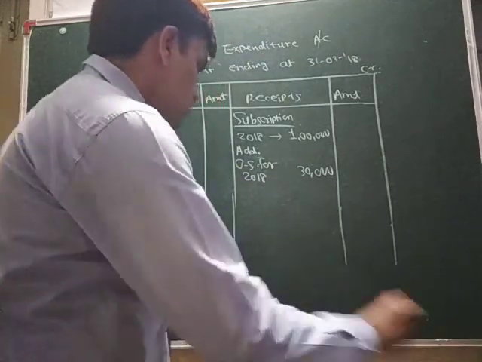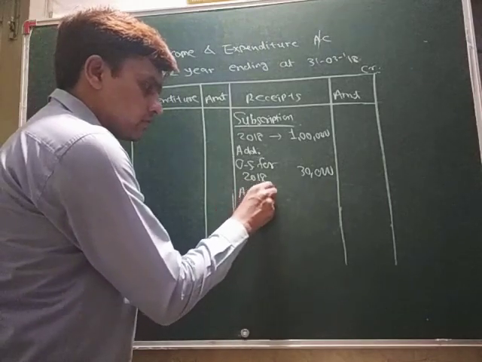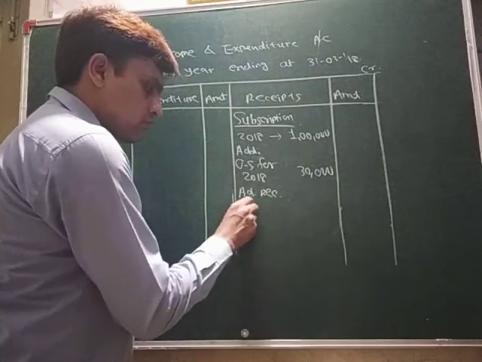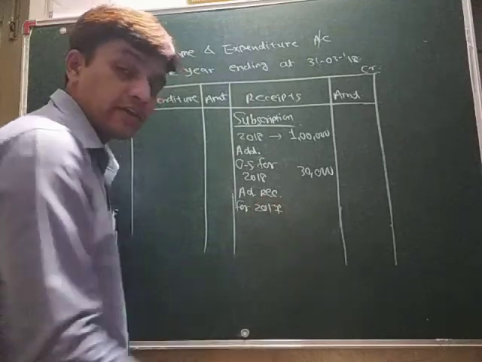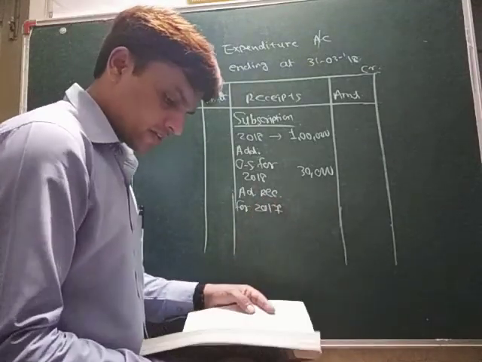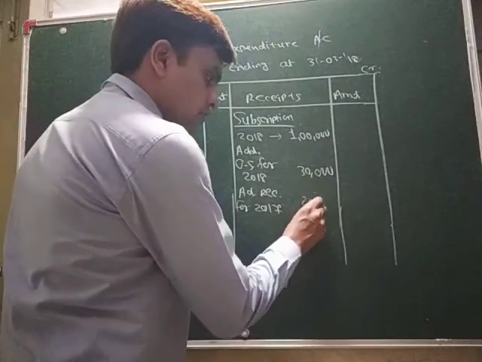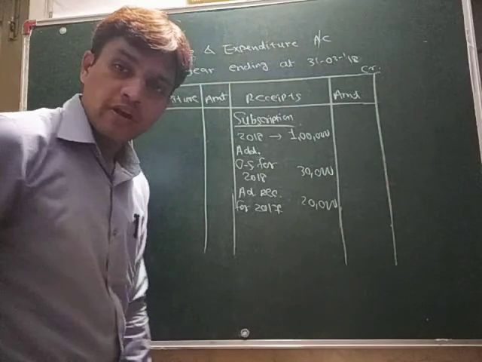Okay, so add advance received for 2017 year. Okay, 2017 year advance receivable. How much is it? It is 20,000. Okay, so we will write here 20,000.